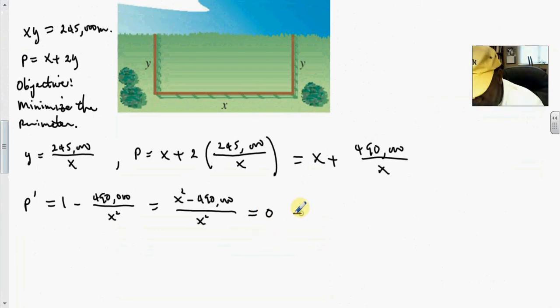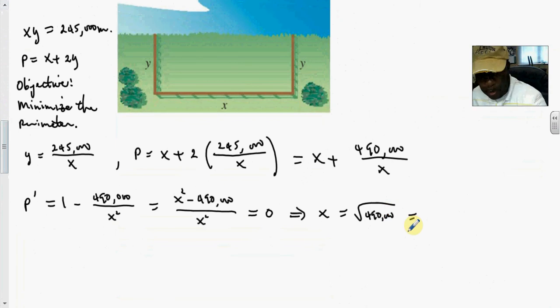and we solve. We get x is equal to the square root of 490,000, and I need to work that out. I was thinking 700, but I tell you, my mind has been playing tricks on me today. So that's 700 meters.